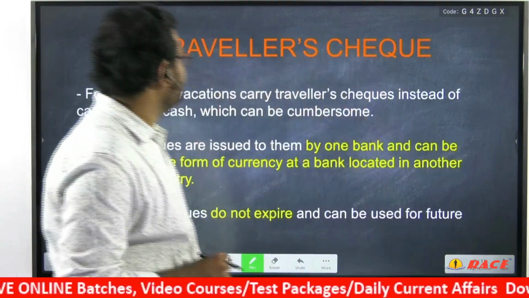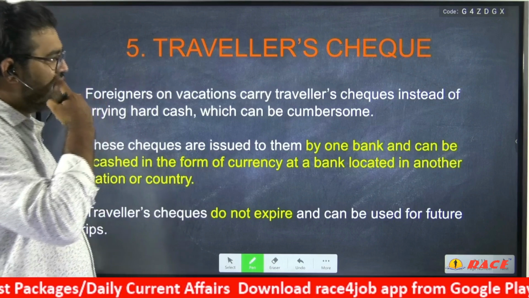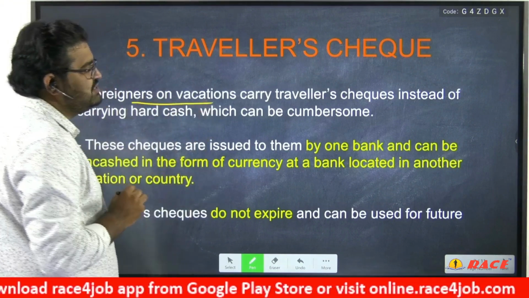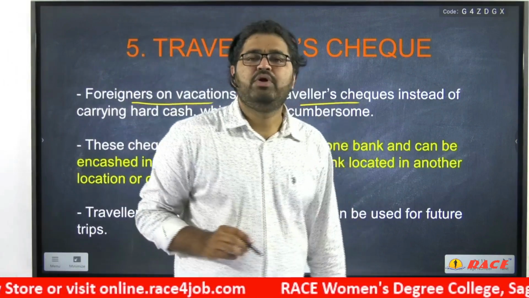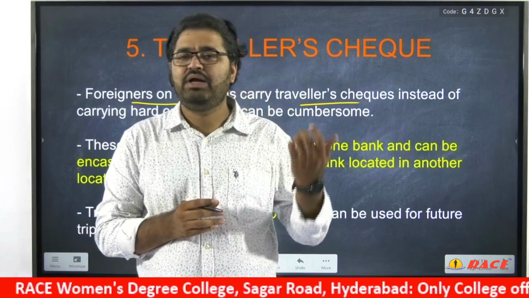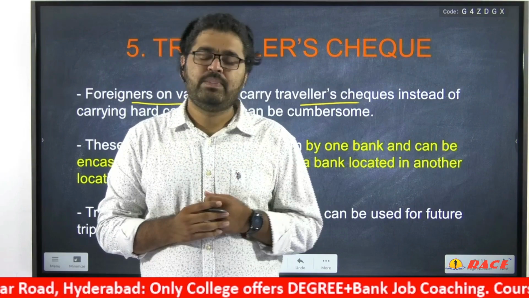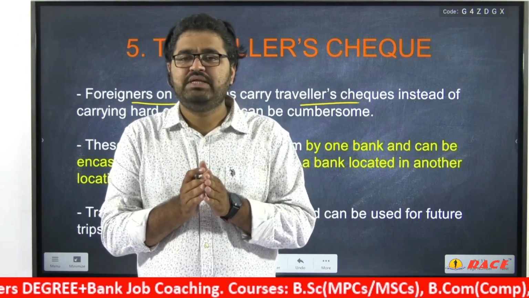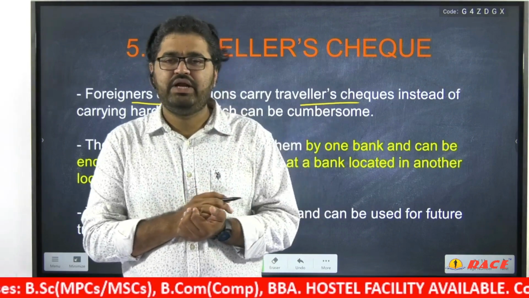Next, traveler's check. Basically this is used by travelers. Hence it is called traveler's check. Foreigners on vacation carry traveler's checks because there is no uniform currency in the world. In India, rupees; in America, dollars; in other countries, different currencies. In the European Union, euros. So in India we can't accept euros or dollars for our day-to-day purchases.